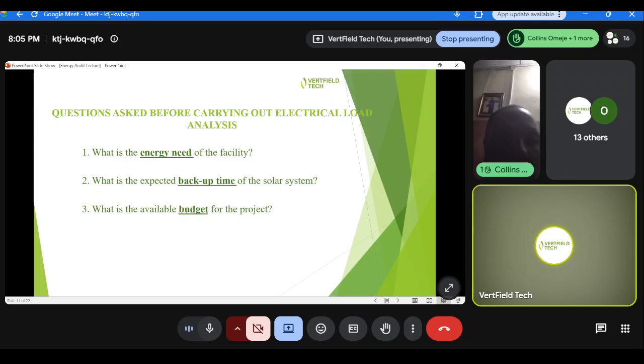So let's take for instance again, Mr. Collins, who's our client for tonight, has invited us to run a solar system for him in his facility. On getting there, or while still on the phone with Mr. Collins, the very first question we need to ask him is what is the energy need of his facility? What is the energy need of his facility? And at that point in time, Mr. Collins can now tell us.